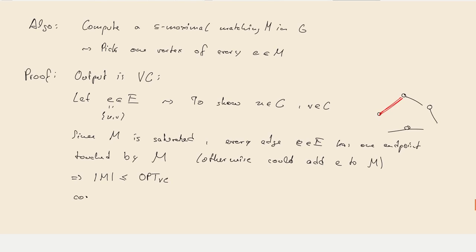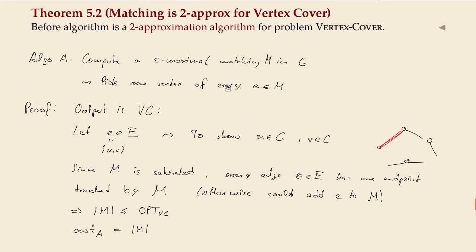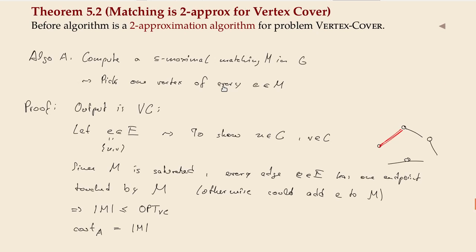Now what's the cost of our algorithm? Let's call it A. That's actually exactly M, because for every edge in the matching, we return one of the endpoints. Oh, sorry, I screwed up completely this part. This doesn't give you a vertex cover.